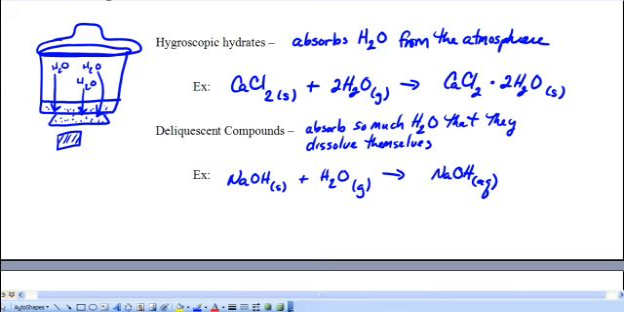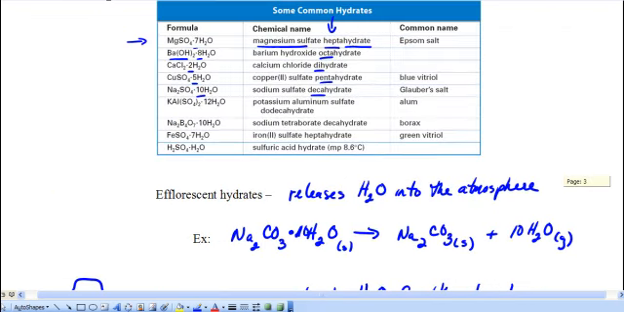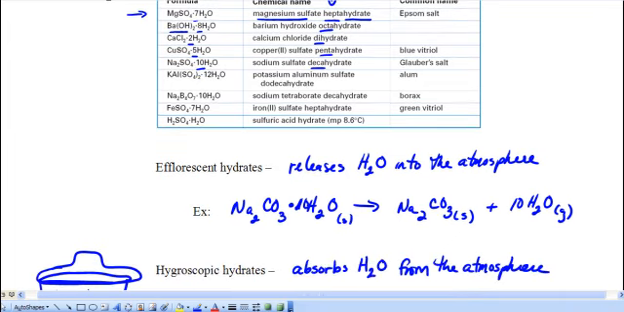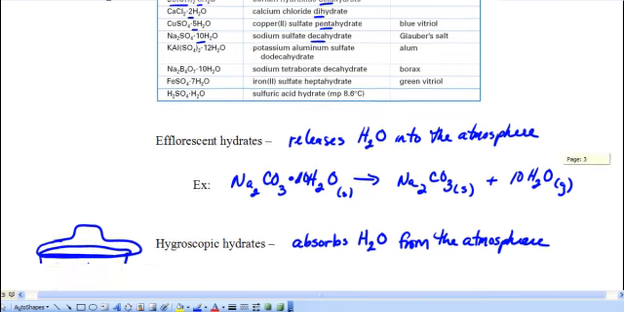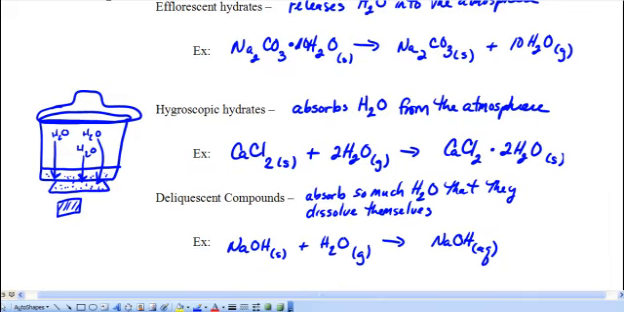All right, so you have hydrates that absorb moisture. They usually absorb it in a regular amount. In that case, you can include it and must include it in the formula of the compound. You name it using the Greek prefixes based on the amount of water that gets absorbed. Those hydrates that emit water, release water to the atmosphere, are called efflorescent hydrates. Those that absorb moisture are called hygroscopic. And those that absorb so much water that they dissolve themselves are called deliquescent compounds.